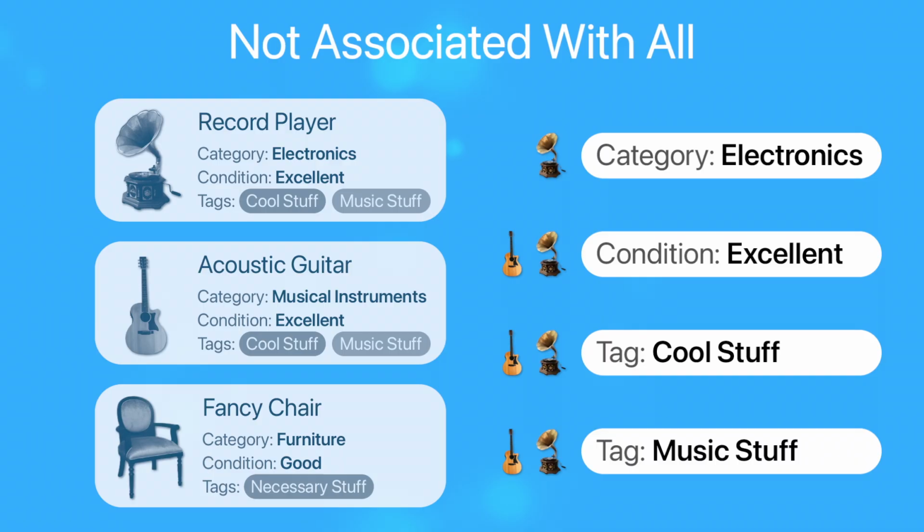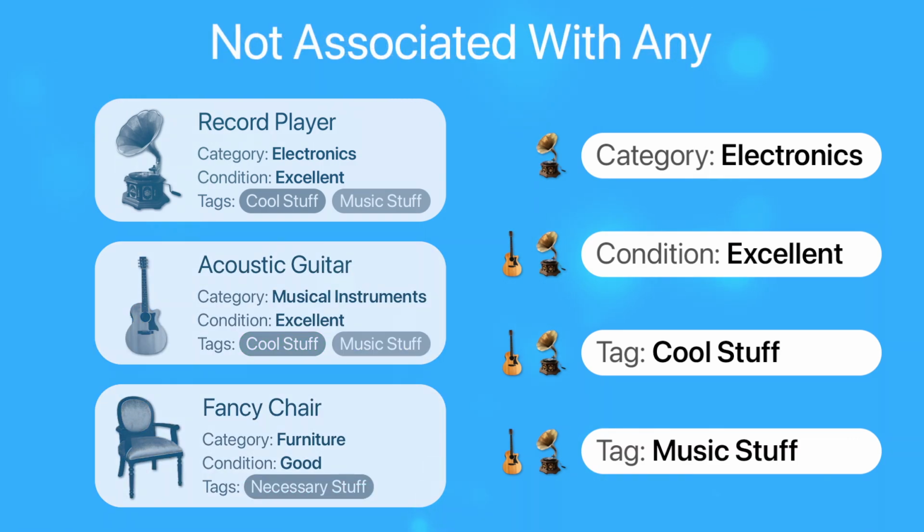With the rule set to Not Associated with All, an item matches if it is not associated with everything that was selected, but can still be associated with some of them. And finally, with the rule set to Not Associated with Any, an item matches if it is not associated with anything that was selected.